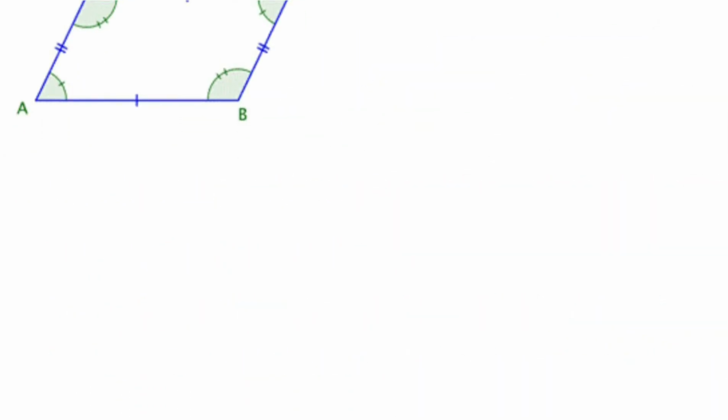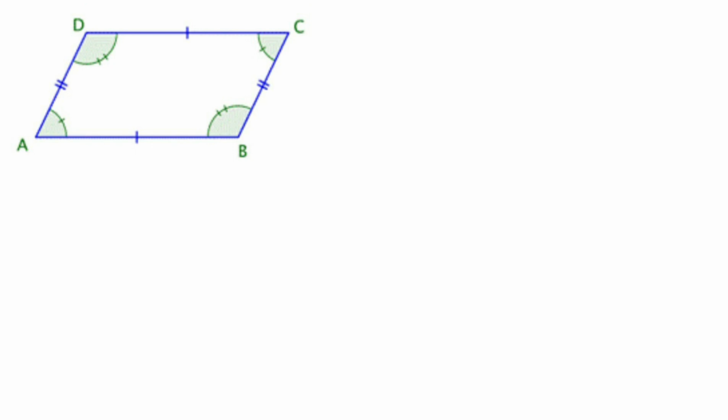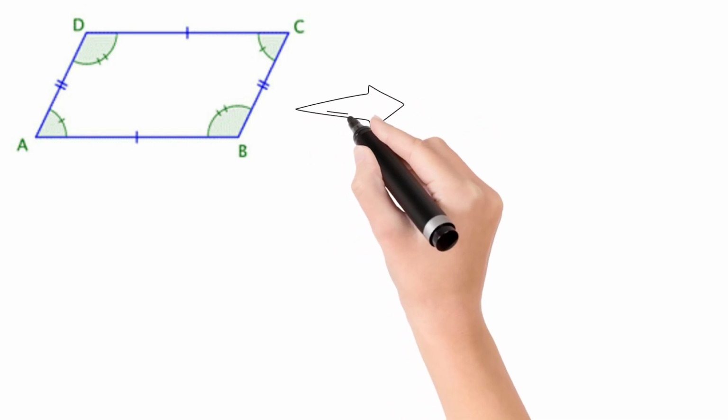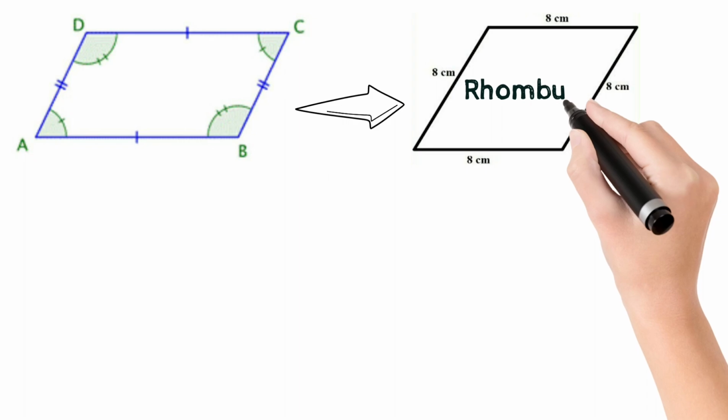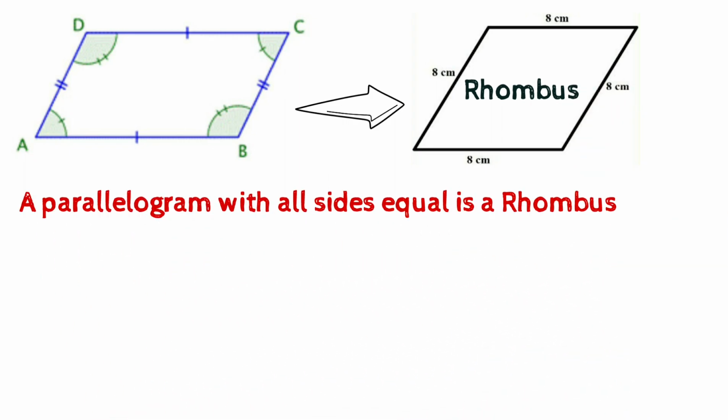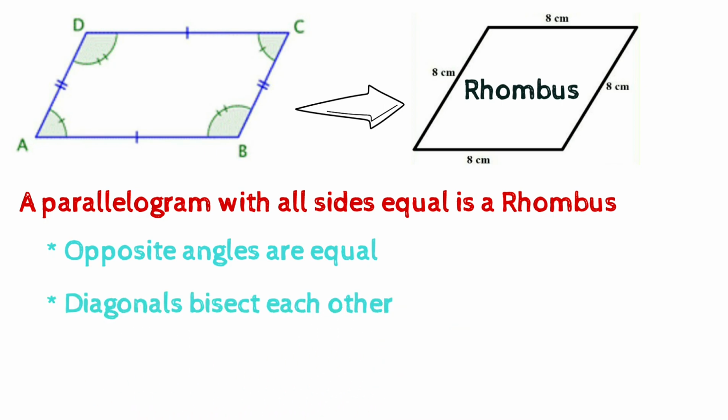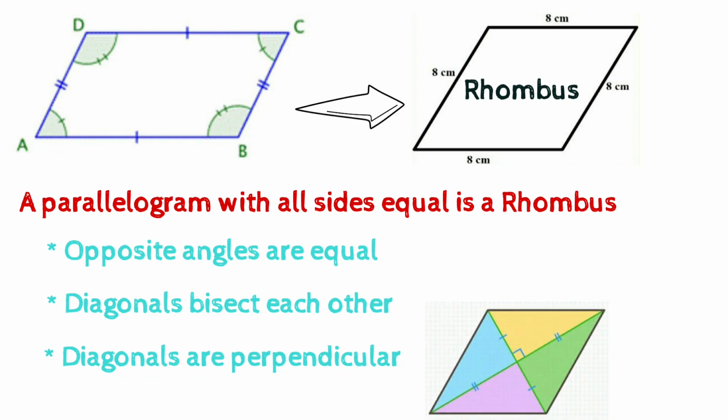Now, again we will consider a parallelogram, and we will modify this parallelogram with respect to its sides, and we'll get another figure which we call a rhombus. So again, what is a rhombus? It is actually a parallelogram with all sides equal. Now again, looking at the properties, opposite angles are equal as it is a parallelogram. Diagonals bisect each other. And now what you need to see carefully is that the diagonals of this rhombus are perpendicular to each other. Here you can see in the given figure that the diagonals are perpendicular.